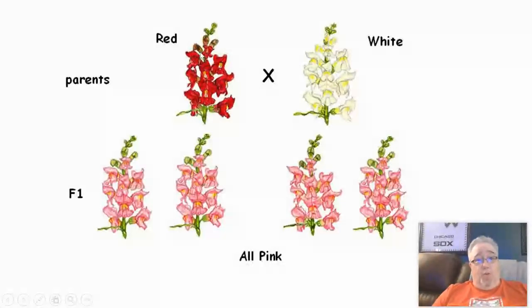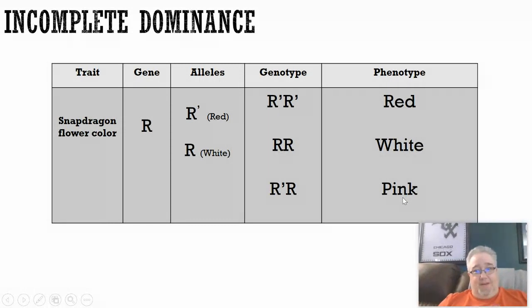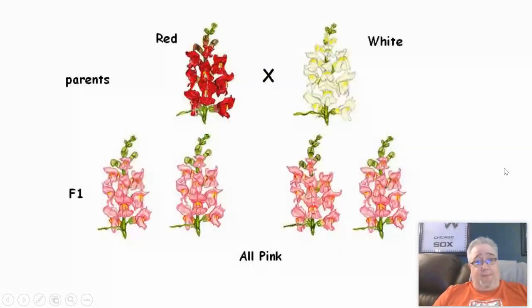So if you have a red parent, R prime, R prime, and a white parent, RR, all of these offspring are going to be pink. They're all going to be R prime R. That's what makes this one a little bit different, because in the heterozygous condition, where you have one of each, normally it would show the dominant phenotype, but in this case the colors blend together, so you get pink.